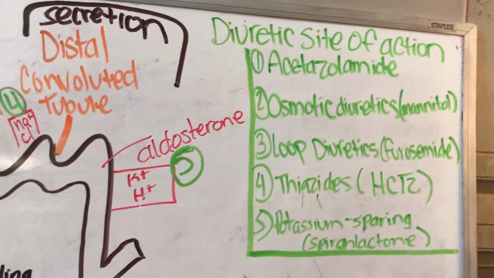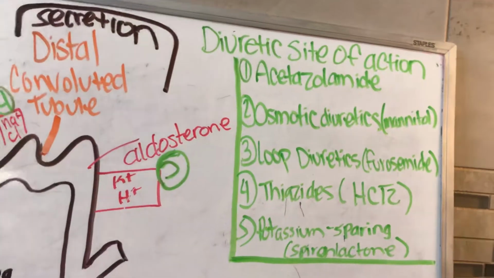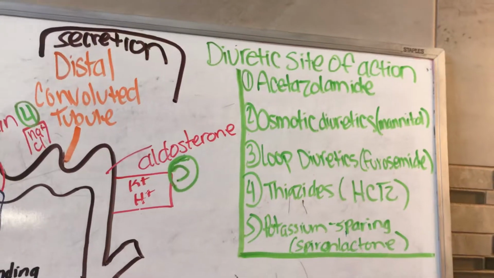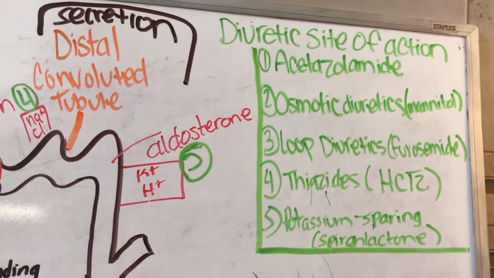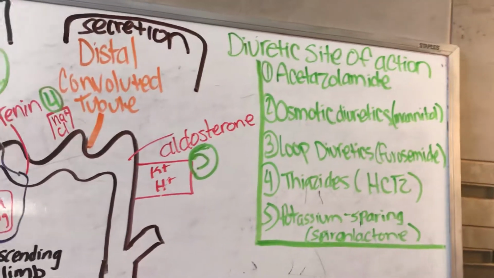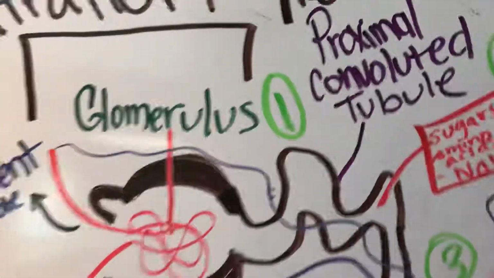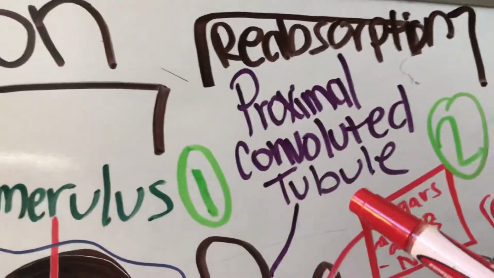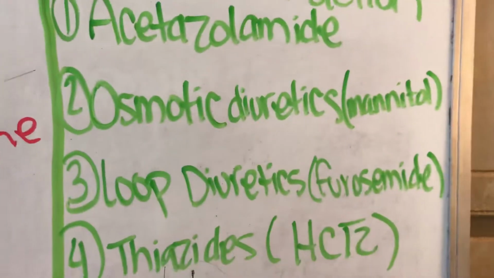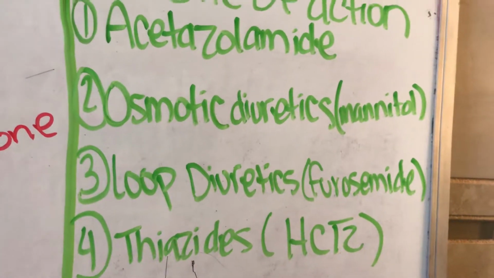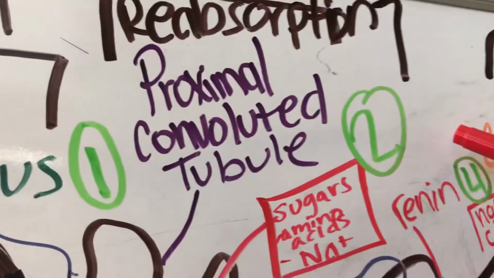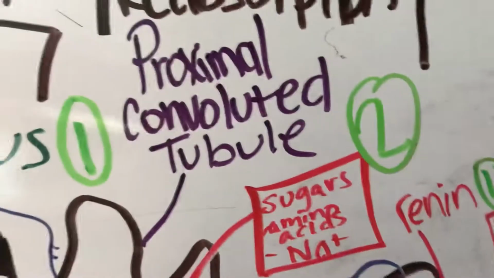So for example, you have acetazolamide. Remember, that is your diuretic that is mainly used to reduce intraocular pressure. So people who have edema in the eyes. So that's going to be found here in the proximal convoluted tubule. We also have your osmotic diuretics, such as mannitol. That's going to work here also in the proximal convoluted tubules.